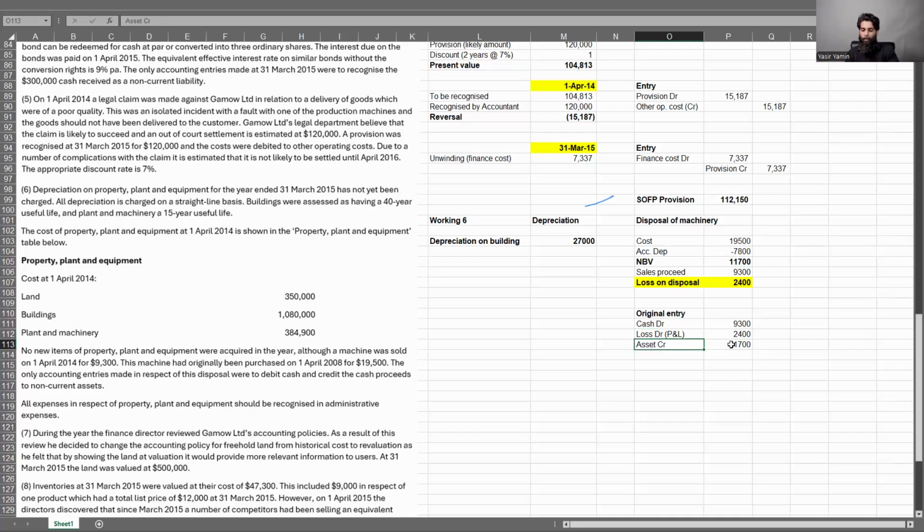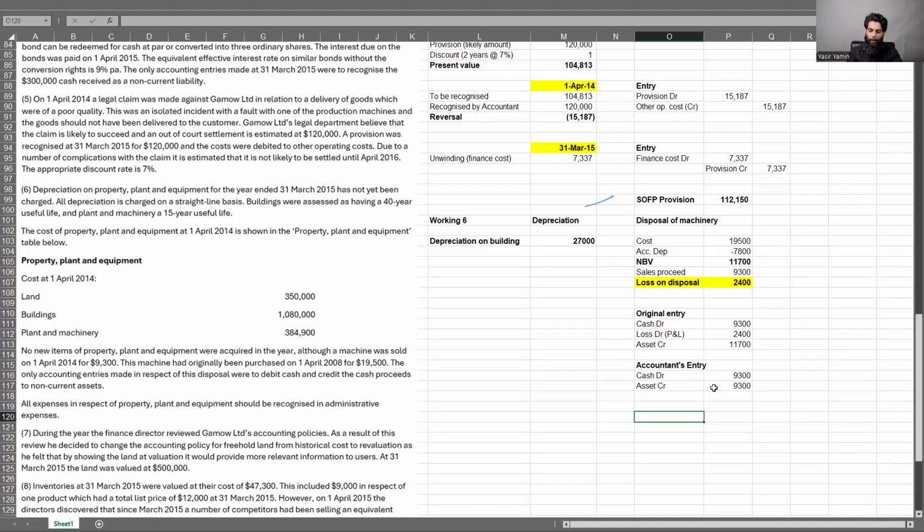What your accountant has made. Accountant's entry. The accountant has made this accounting entry: cash debit 9,300 and asset credit 9,300. Is this the correct accounting entry? No. Your asset should have been credited by the book value of 11,700. It has been credited by 9,300. That means less asset was credited.